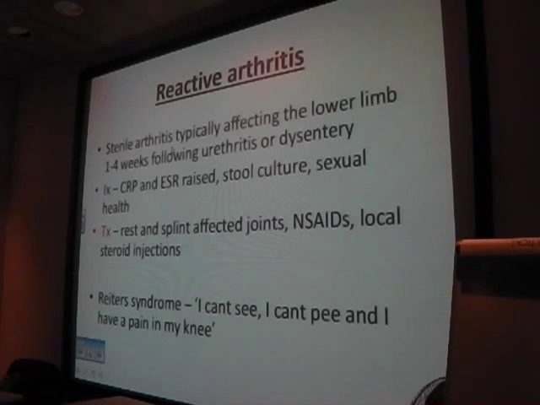So, reactive arthritis is a sterile arthritis typically affecting the lower limb, 1 to 4 weeks following urethritis or dysentery. Investigations as follows. Treatment is just to rest it, give NSAIDs and simple analgesia versus the pain, and it will get better. And obviously you mentioned Reiter's syndrome. Again, it's not something you need to learn a lot about, just know about it. The rhyme, I can't see, I can't pee, and I've got a pain in my knee.